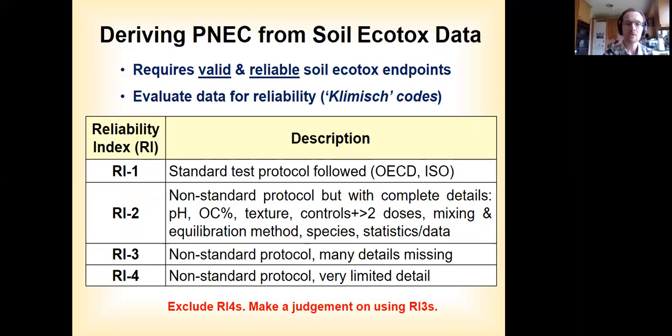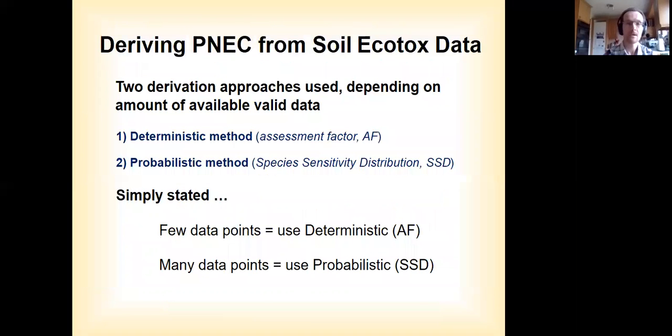Other studies that might not have a standard protocol and they might have some details missing, you might call that reliability index 3. And then if you've only got a data point with no detail or very limited detail, you might call that reliability index 4. And you would do that for all of the data points that you have. And you would use all the ones that you have rated RI1 and RI2. And depending how many you've got, you would use or not use RI3. You would exclude RI4s because they're not reliable. But if you just don't have enough data, then you would fall back and use the RI3s also.